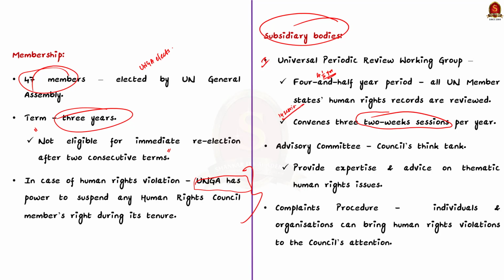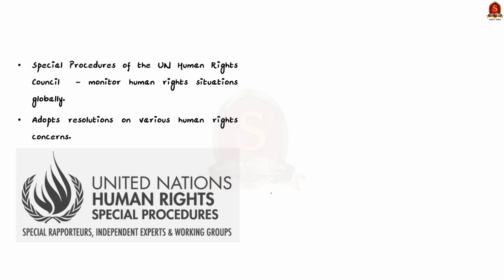Secondly, in the list is the Advisory Committee. It serves as the Council's think tank, providing it with expertise and advice on thematic human rights issues. Then, the complaint procedure. It allows individuals and organizations to bring violations to the attention of the Human Rights Council. Apart from this, the monitoring of situations across the globe is done by the special procedures of the UNHRC.